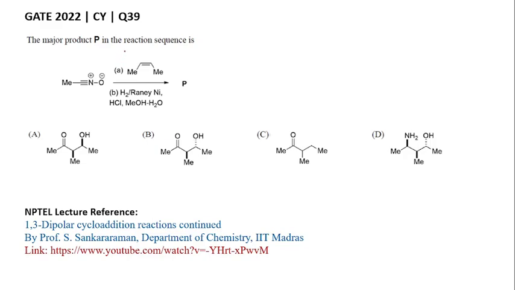Welcome to Get Preparation. Today we will solve question number 39 from GATE 2022. The question is: the major product P in the reaction sequence is... so here this nitrile oxide is treated first with cis-2-butene, followed by hydrogen and Raney nickel, and then HCl in methanol-water. So we have to determine the final structure of the product.